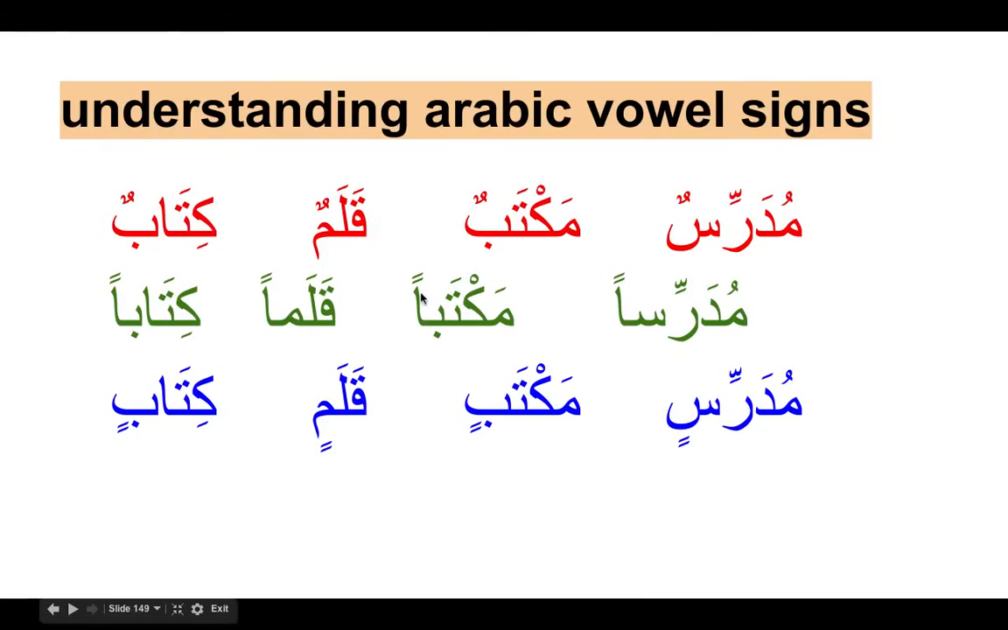This is an important writing rule which you have to remember, because if you don't understand this, and you're reading a Mus'haf which doesn't have a vowel sign, instead of Mudarrisan, we'll be reading Mudarrisa, which will be wrong. So just remember that the sign of double Fatha is always written on an alif. So Mudarrisun, Mudarrisan, Mudarrisin. So these are the vowel signs.